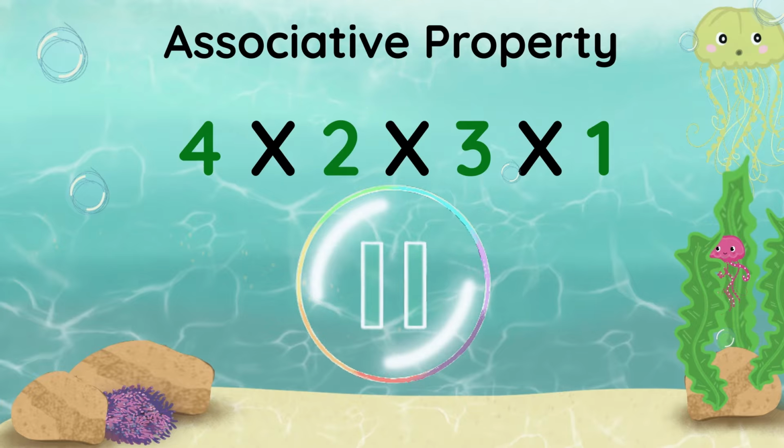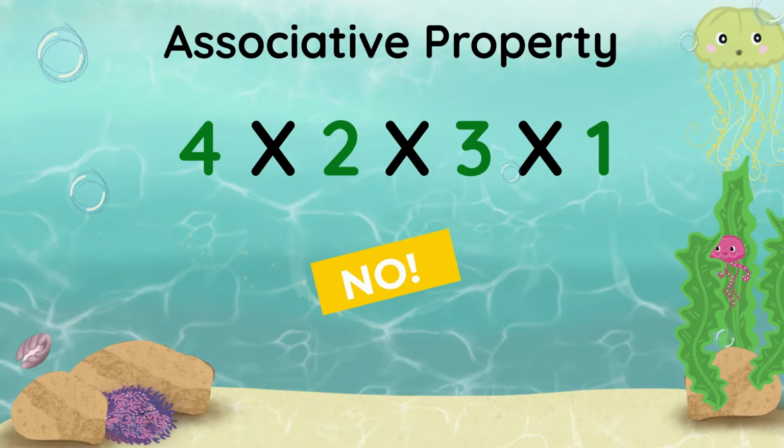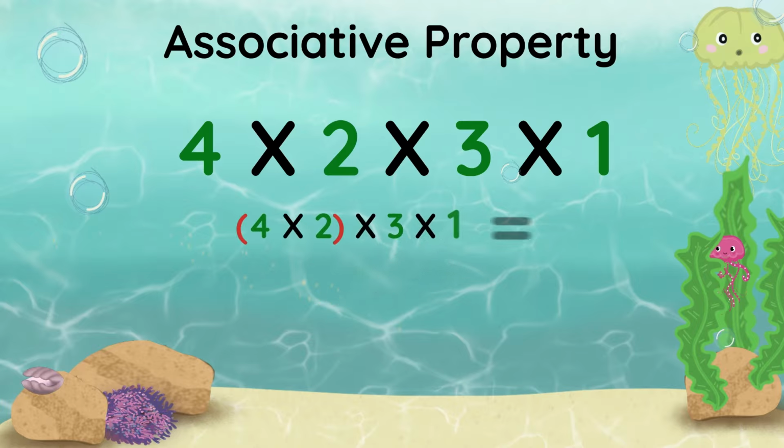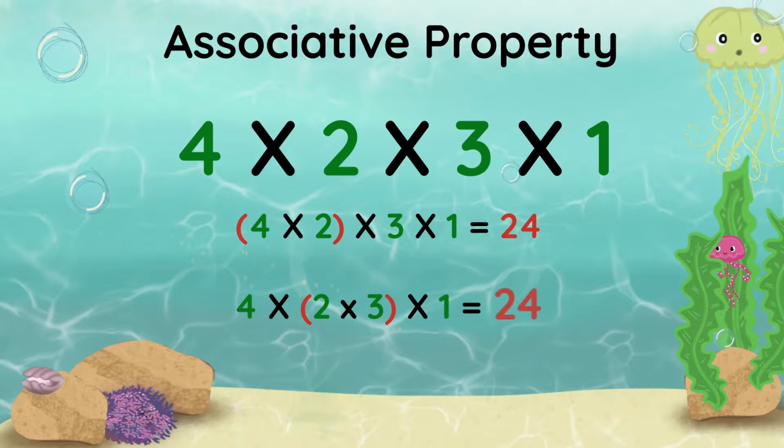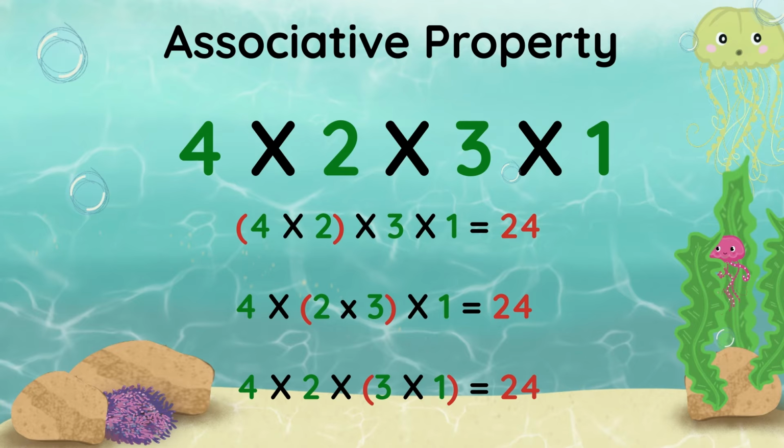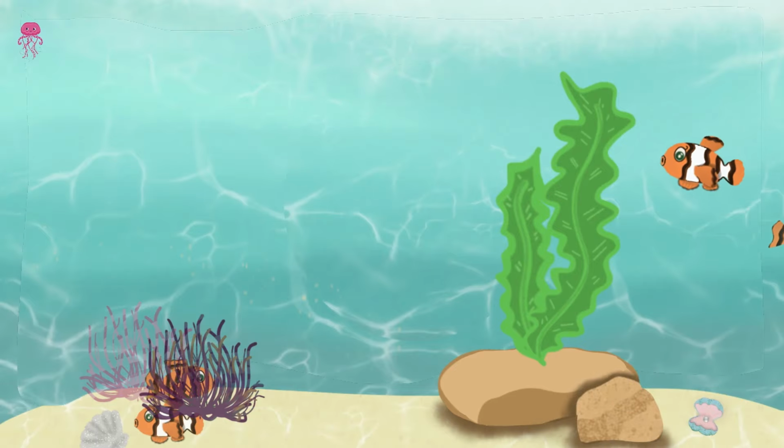Does the order of multiplication affect the product? The answer is no. Order doesn't matter when solving a multiplication equation. Here are just a few of the many ways you could have used to solve this problem. The associative property says, order doesn't matter.